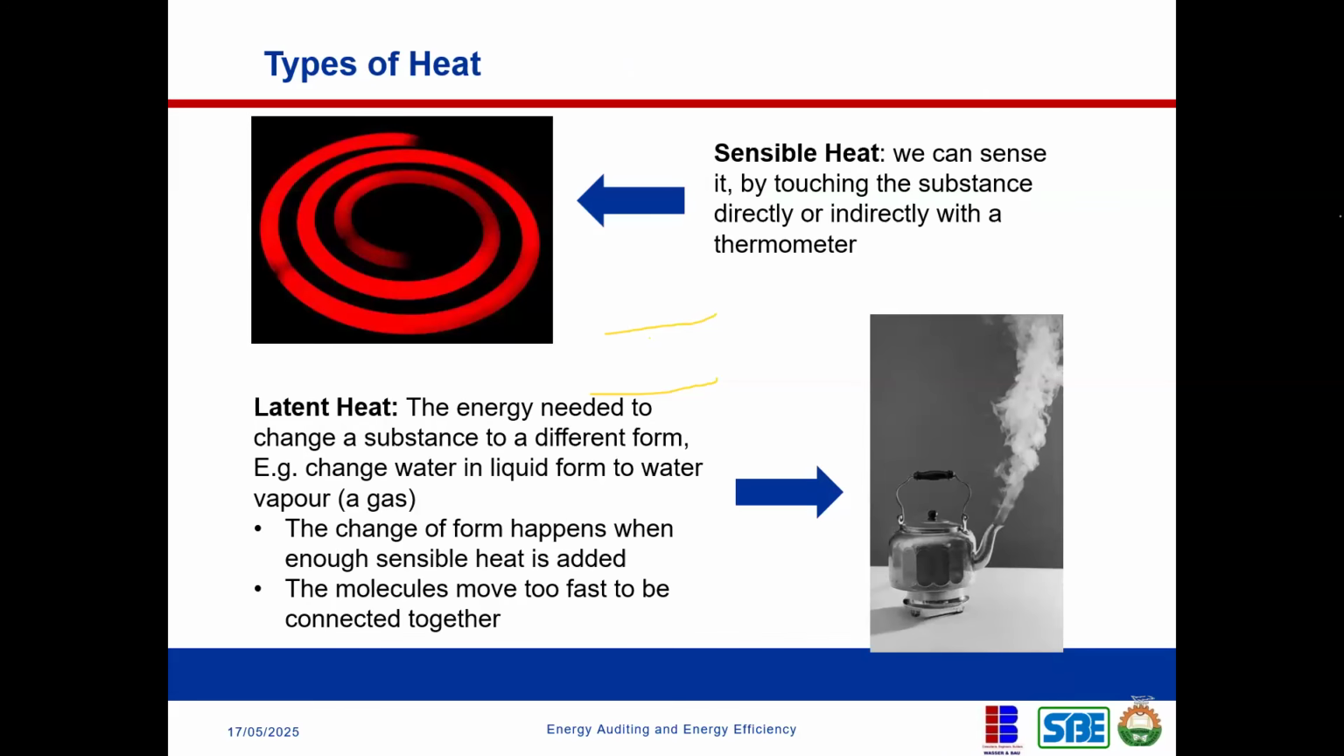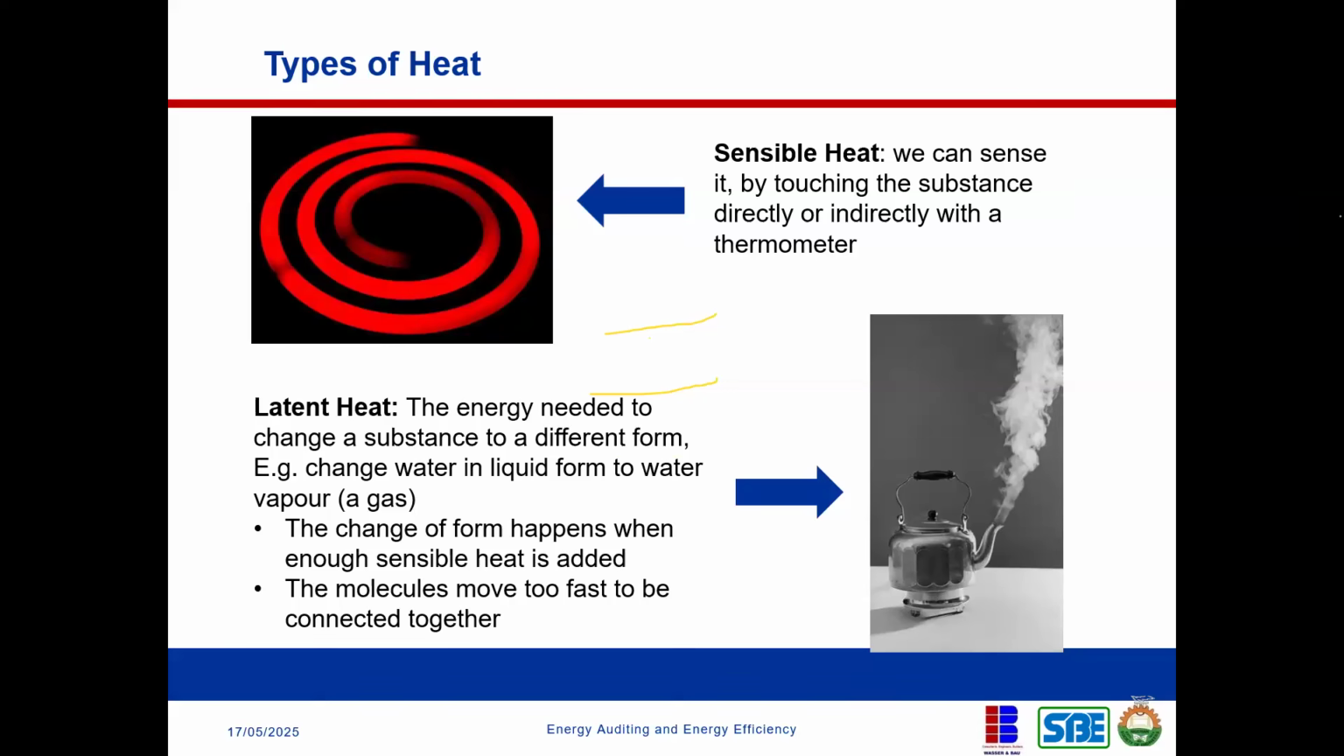So what I have just explained is what is displayed on your screen. But however, there's another dynamic to it. Now, there's what we call sensible heat, and what we call latent heat. Sensible heat and latent heat. Now, sensible heat is the one we can sense by touching the substance directly, or indirectly with a thermometer.